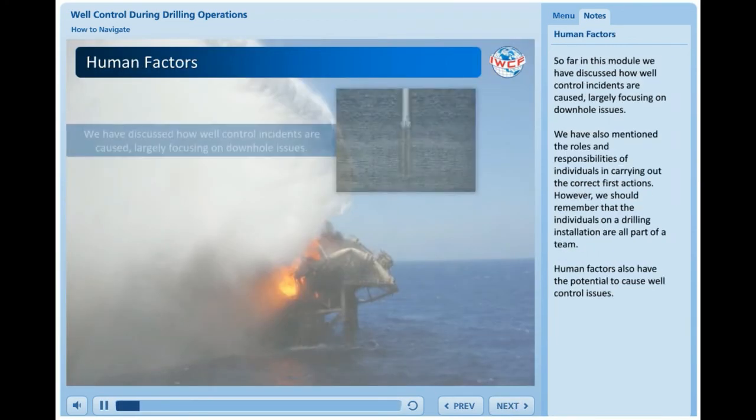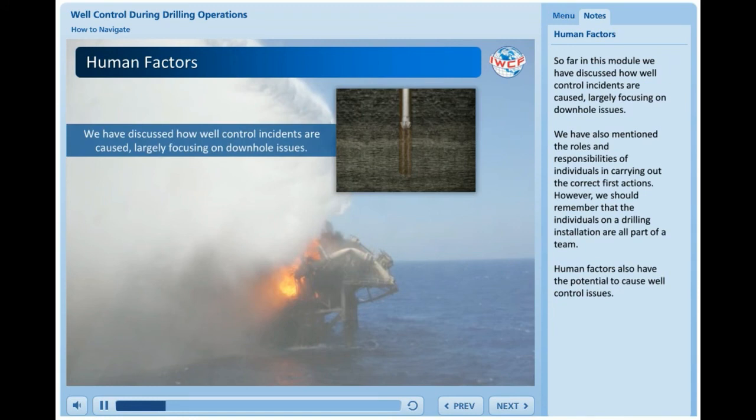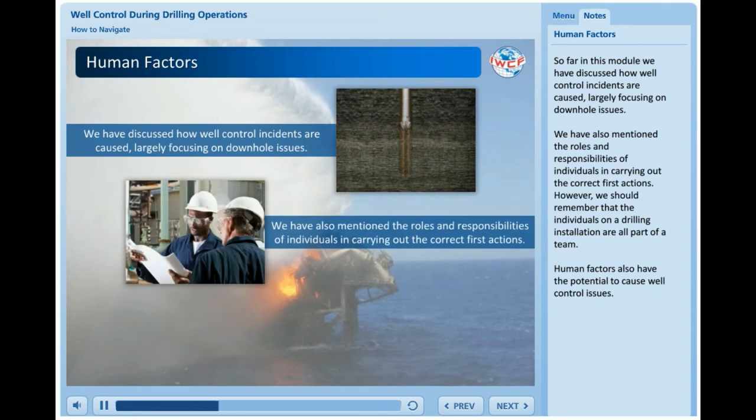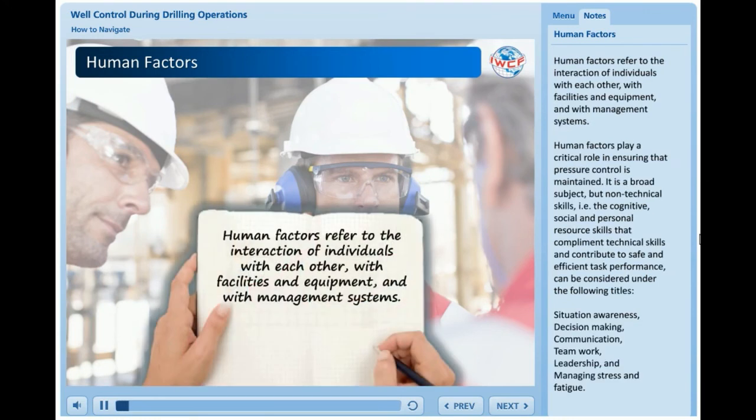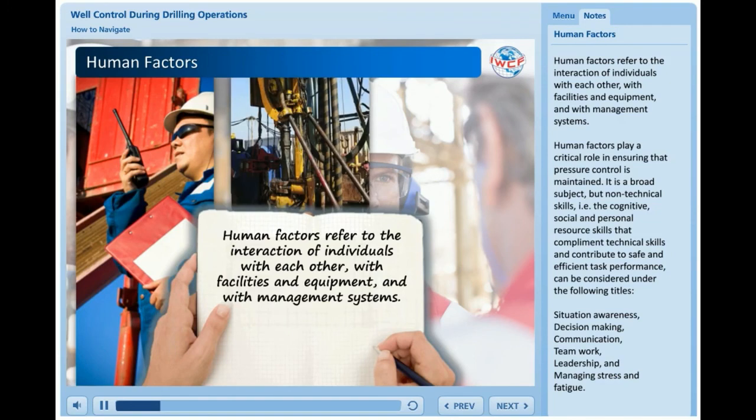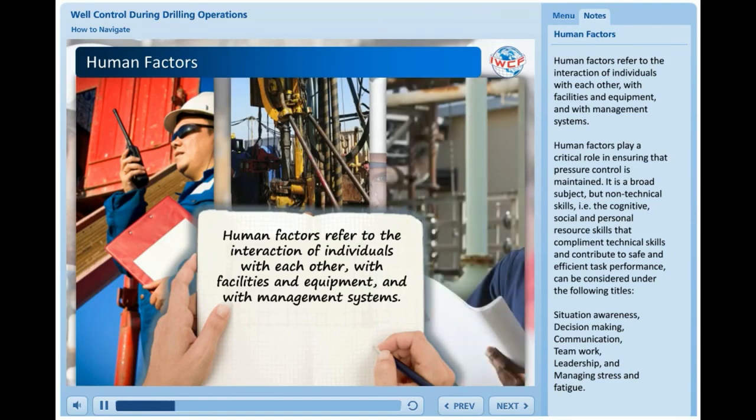So far in this module, we've discussed how well-control incidents are caused, largely focusing on downhole issues. We've also mentioned the roles and responsibilities of individuals in carrying out the correct first actions. However, we should remember that the individuals on a drilling installation are all part of a team. Human factors also have the potential to cause well-control issues. Human factors refer to the interaction of individuals with each other, with facilities and equipment, and with management systems.